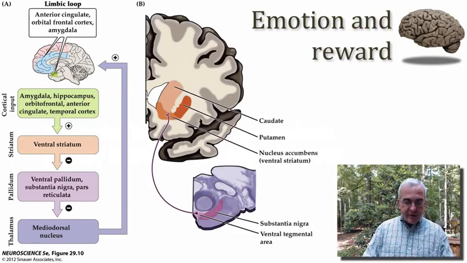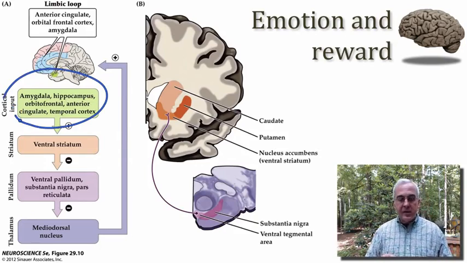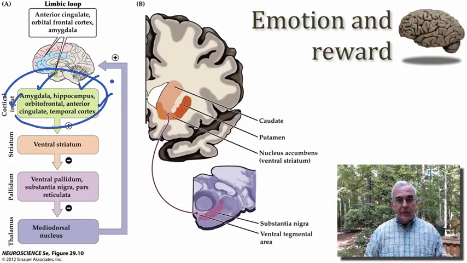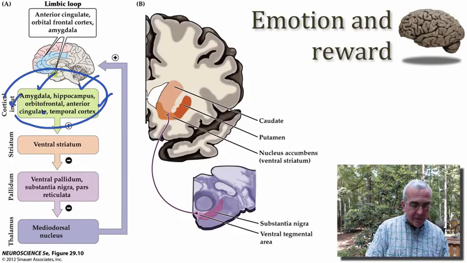limbic loop really begins with inputs that are derived from regions of the telencephalon, such as the amygdala, the hippocampus, the orbital frontal portion of the prefrontal cortex, the cingulate gyrus, and even the cortex at the anterior pole of the temporal lobe. These are all important integrative associational areas that are involved in the experience of emotion and the integration of emotional experience with other dimensions of cognition. So these are the sources of telencephalic input into the ventral striatum.